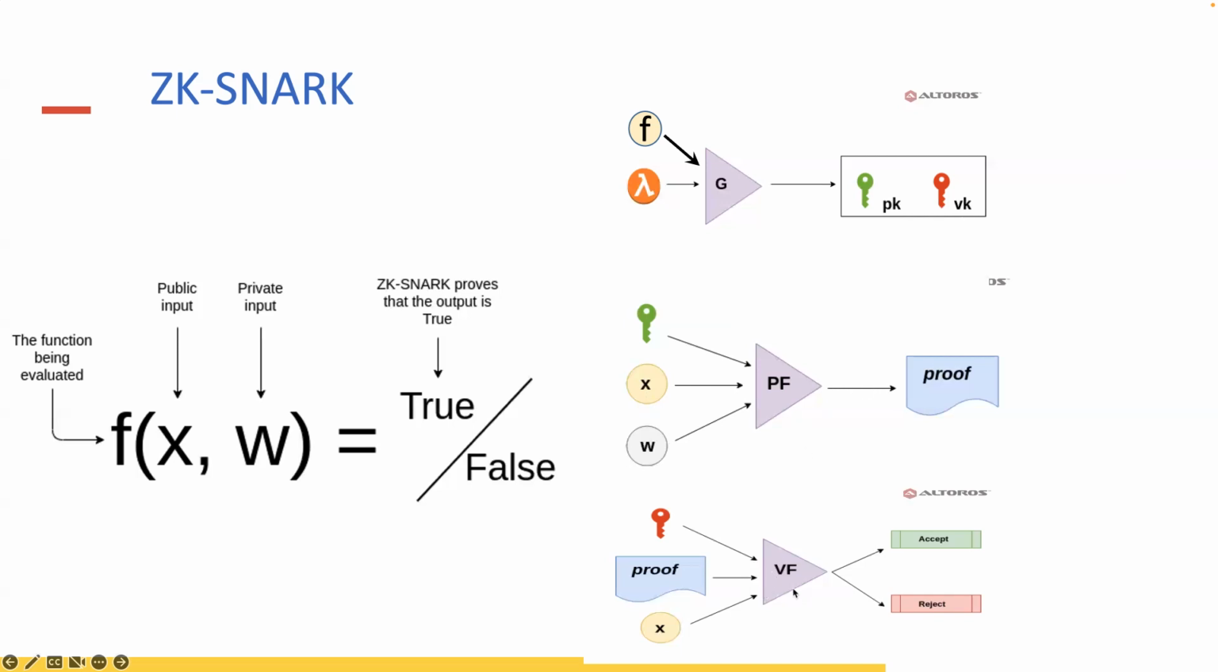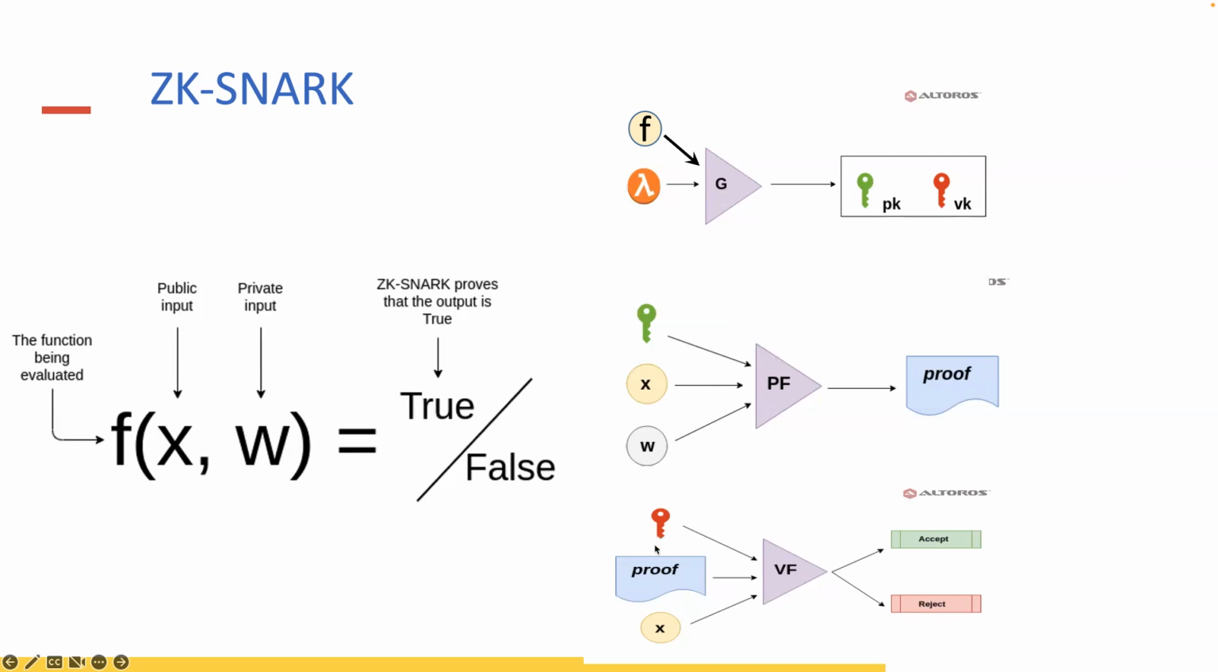And what the verifier does, the verification function here, it takes the verification key, the proof, and the public input, and runs through this algorithm. It's going to say yes or no. If it's yes, it proves, without knowing W, the verifier is sure the prover knows this secret such that this evaluates to true.